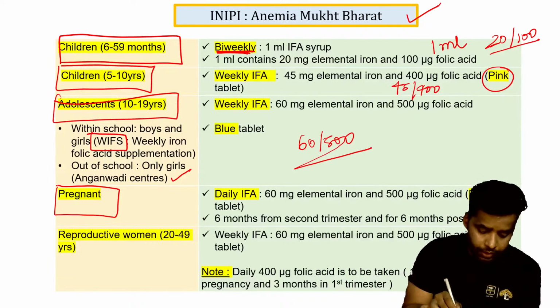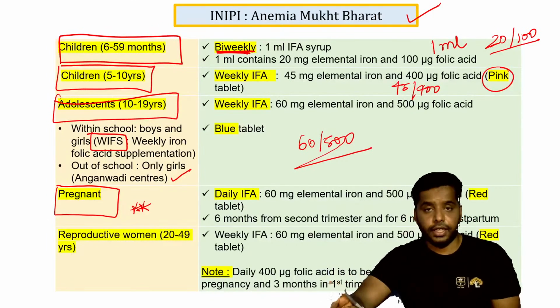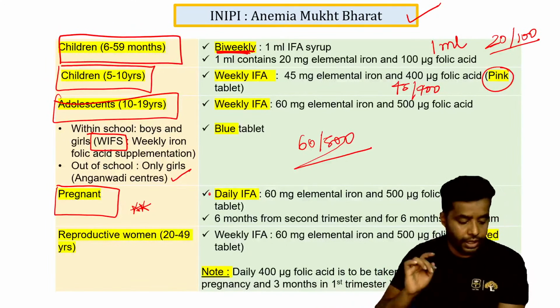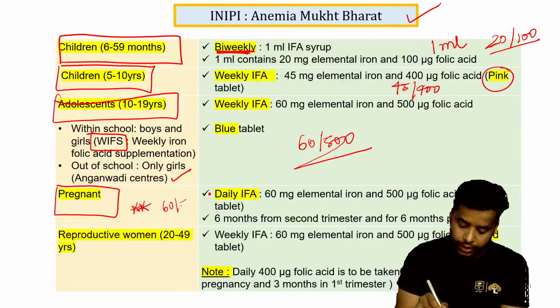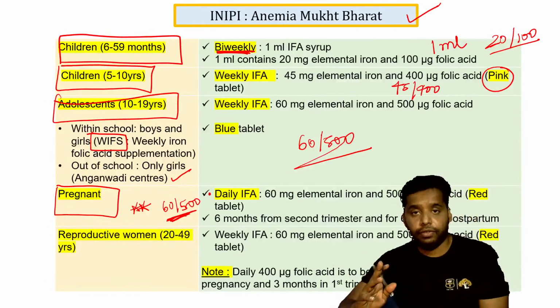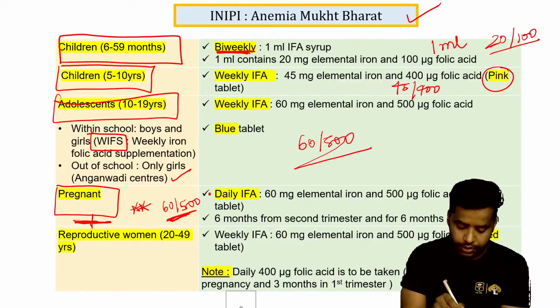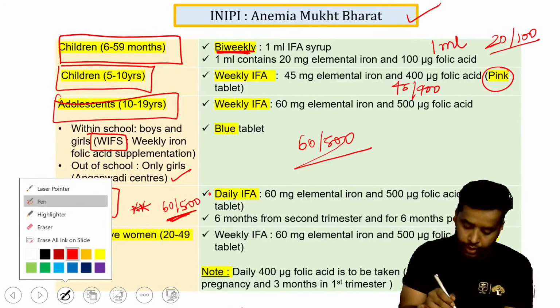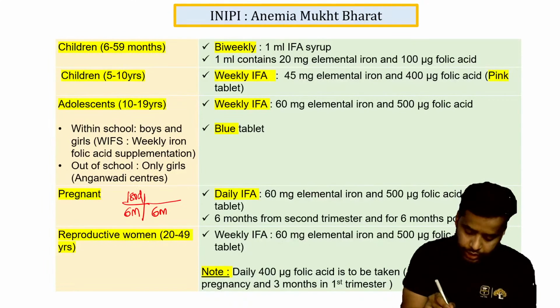Pregnancy, don't make a mistake. The important thing for pregnant women is daily iron folic acid. The dose is 60 mg and 500 microgram, red color tablets, right from the second trimester. Starting from the second trimester, 6 months. After delivery, 6 months. So total supplementation is 6 plus 6, 6 months during pregnancy and 6 months after. So the duration is 180 days.